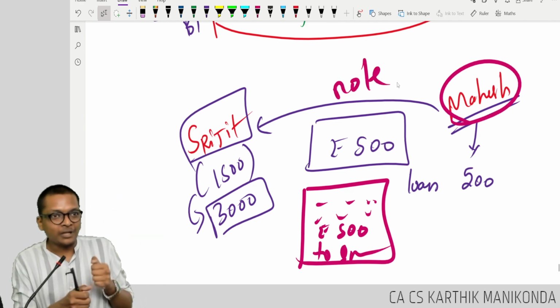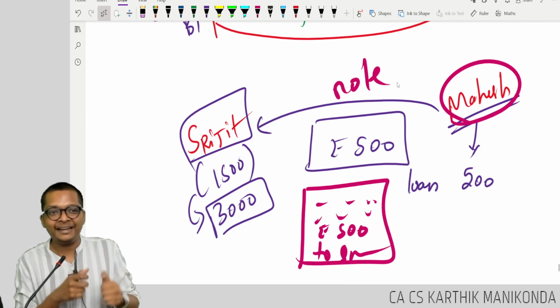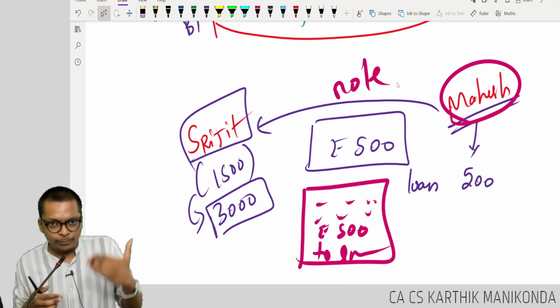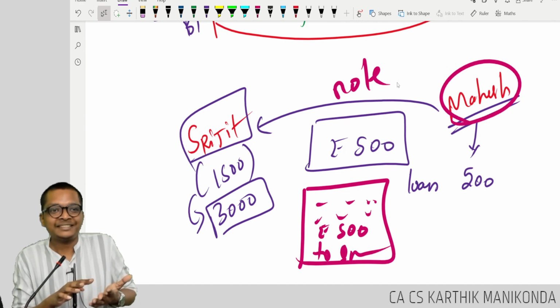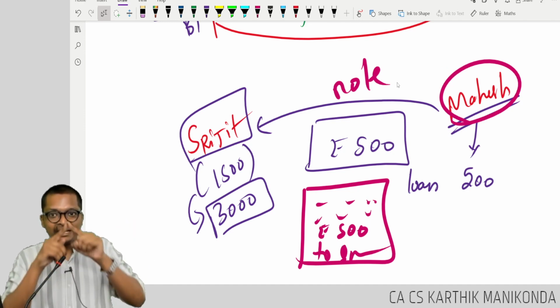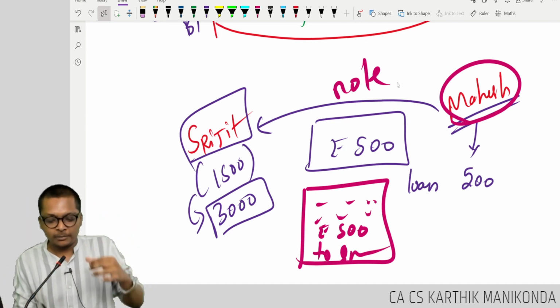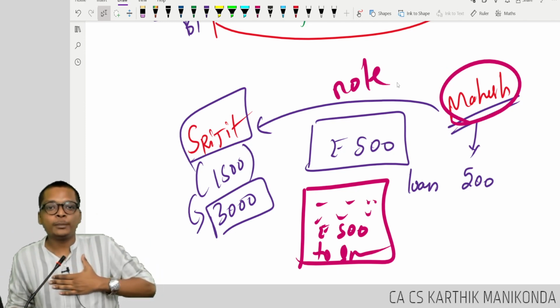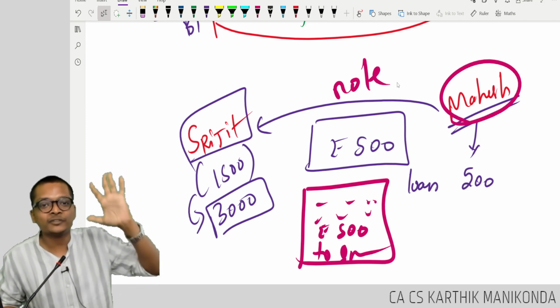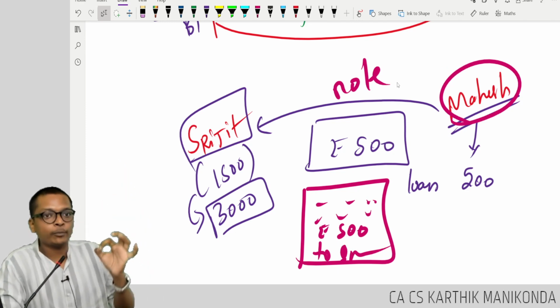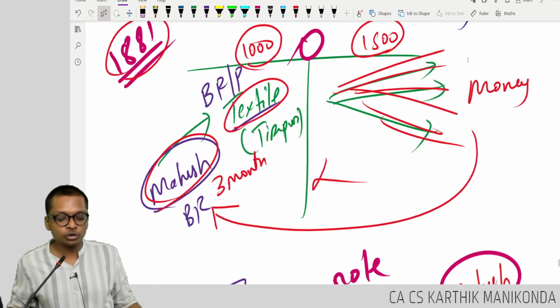That same promise, if you type it in WhatsApp, I can delete it. So, in one physical document, Mahesh will give a document saying, I promise to pay 500 rupees to you within the next 3 months. That is called a promissory note, which is still used today.